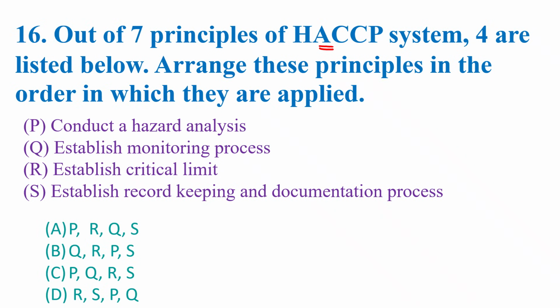Now the 7 principles mnemonic is: how can little monkey catch very rare? H stands for hazard analysis. C stands for critical control points. L means critical limits. M, monitoring procedures. C, corrective actions. V, verification procedures. And R, record keeping and documentation. So these are the mnemonics for the 7 principles of HACCP.